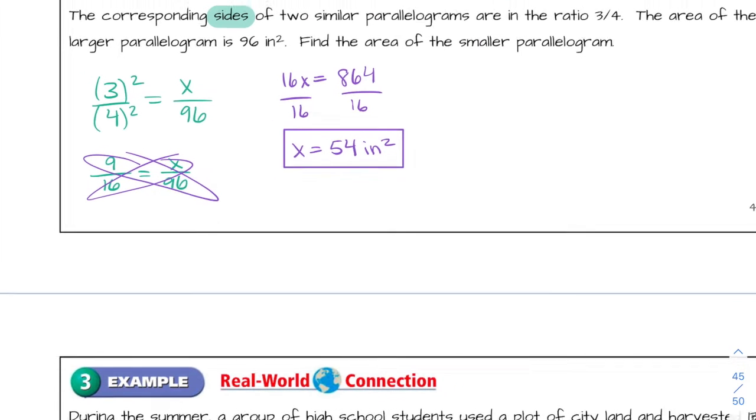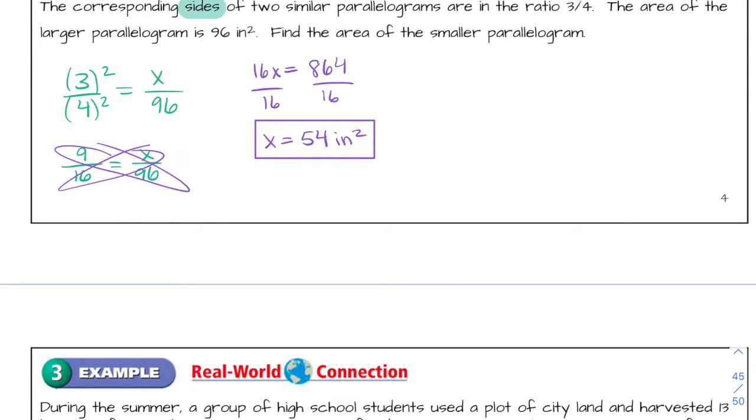So the area of the smaller figure is 54 inches squared. The area of the larger parallelogram is 96 inches squared, and the ratio of the side lengths is 3 to 4. The length of the perimeters are in a ratio of 3 to 4 as well.